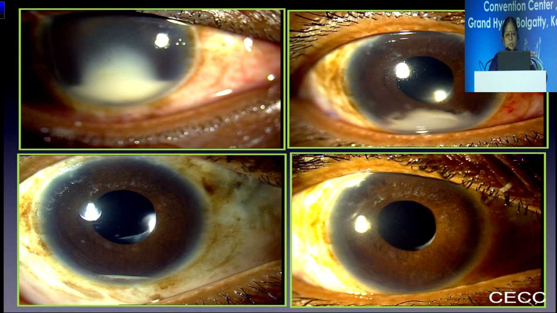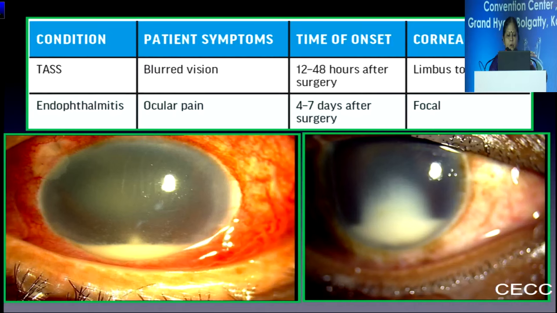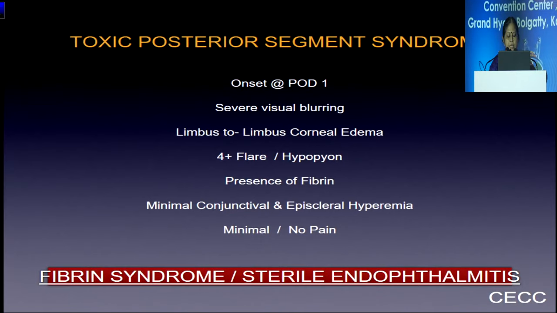This is one of my patients with TAS, the silicone oil in situ. Had undergone a complicated vitrectomy for a retinal detachment with proliferative vitreoretinopathy. It tends to occur on the first postoperative day itself with limbus to limbus corneal edema and a lot of fibrin in the anterior chamber. This is called the toxic posterior segment syndrome.